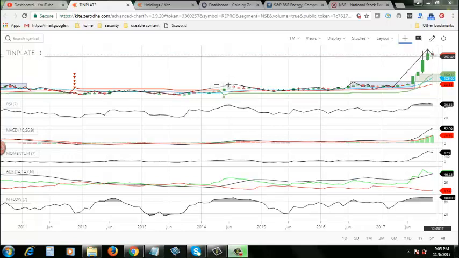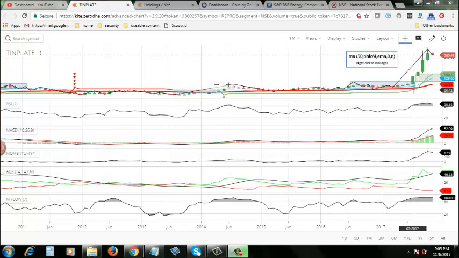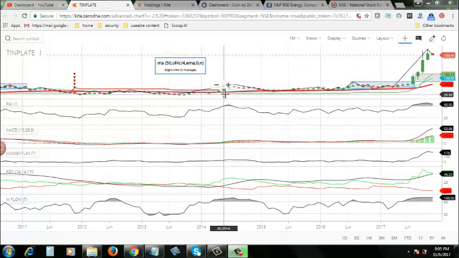So now, why is it red? And here I am talking from a technical point. I'm not touching the fundamental side. Technically, what is the problem? Because you can clearly see the super trend.